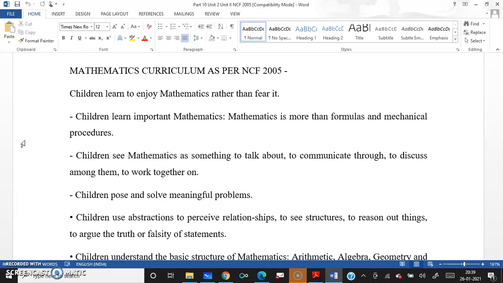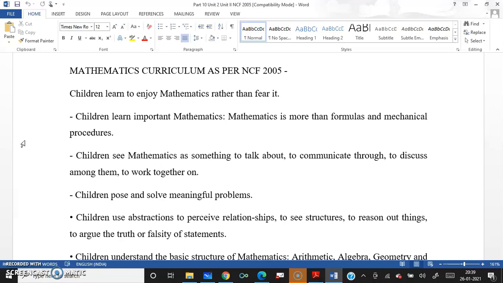So the child should understand. Children see mathematics as something to talk about, to communicate through, to discuss among themselves, to work together on. They should communicate in this class also. They should communicate in mathematics. So you should develop such an interest that students are in a position to communicate in mathematics. They should work together in mathematics. So some sort of mathematics club that is interesting for the child can be started in the school, right?